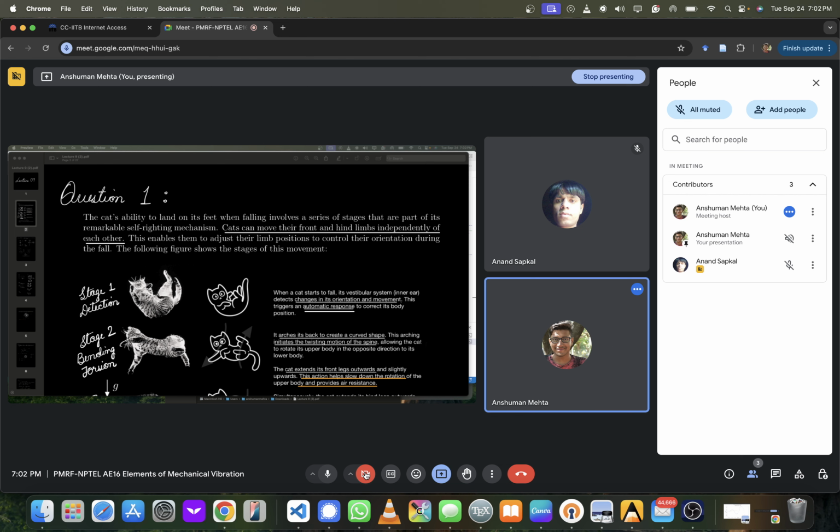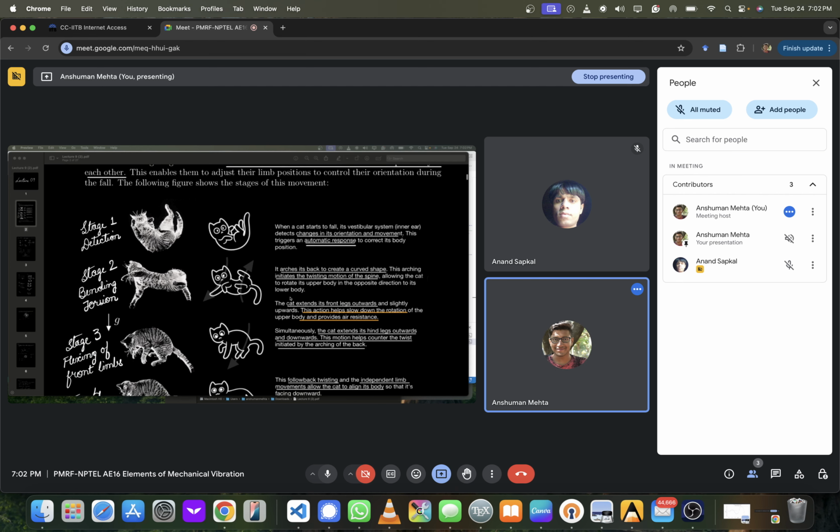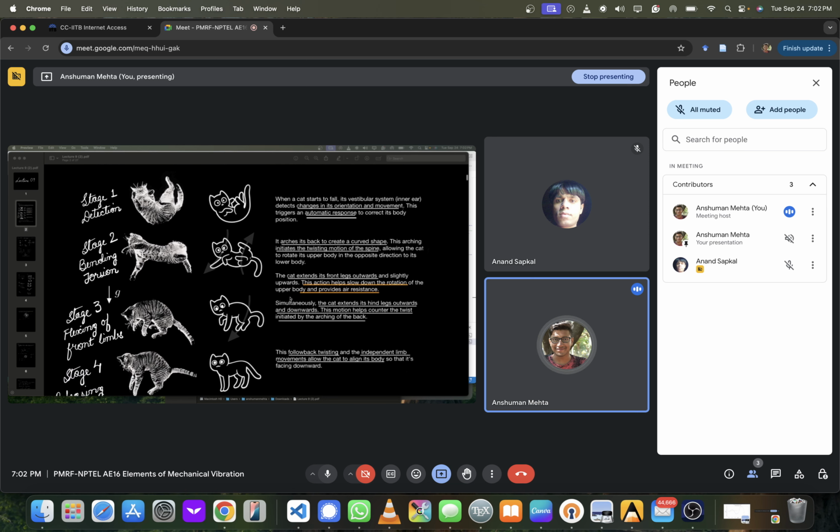Can anybody answer? The question is, if I throw a cat like this, let's correlate with a human example. If we throw a human like this from a building, will that human be able to land on its 2 feet? You can put it on the chat also.